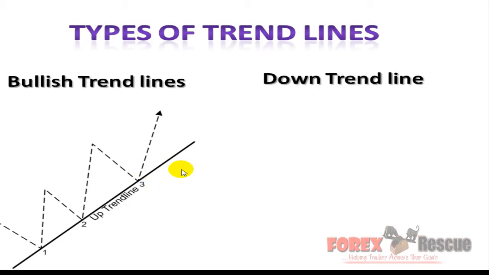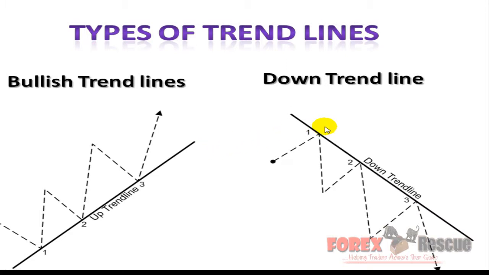Now, another type of trend line is the downward trend line, or we call the bearish trend line. That trend line is formed by connecting 2 swing highs. This is a swing high here, this is a swing high. So now this is a swing high, this is a lower high. When you connect them together, it forms what we call a bearish trend line.